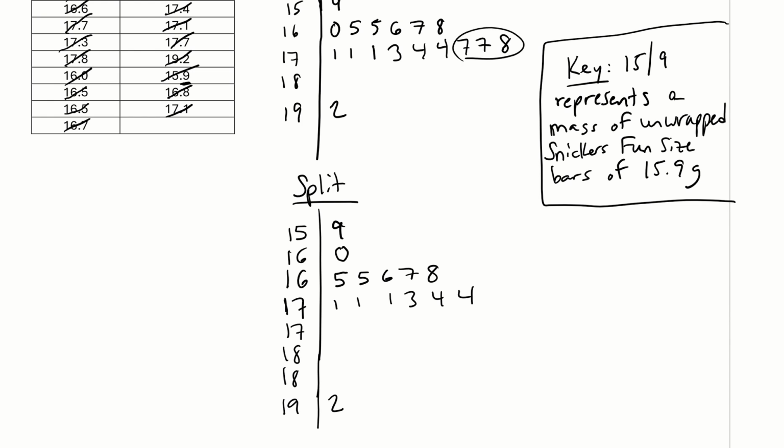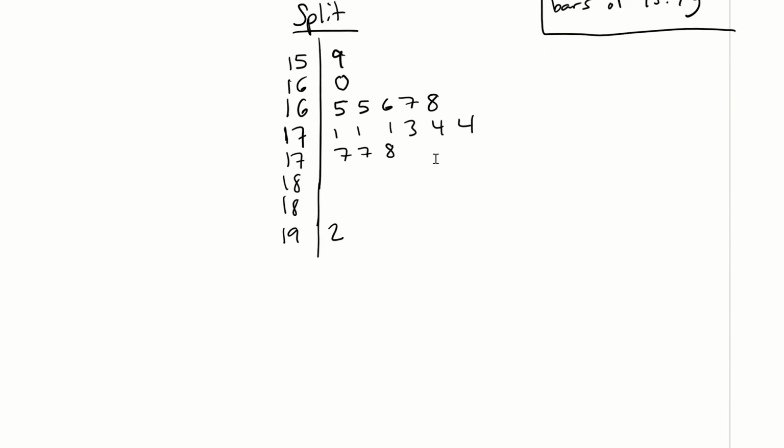And then these go in that second row. All right, 18s, there are no 18s, so you don't want to write anything there. All right, so there's our split stem plot. And again, that uses the same key. That's how you do it. So that takes care of that one.